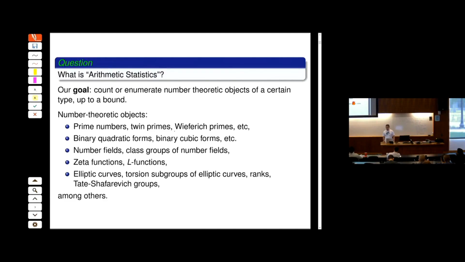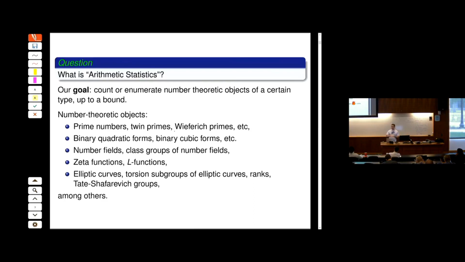So what we want to do in arithmetic statistics is to count number theoretic objects. In principle, with number theoretic objects, you want to see if they exist and find them all. But we want to think about families where we know there are infinitely many, and now we want to give a sense of size and then count so many number theoretic objects up to a given size.